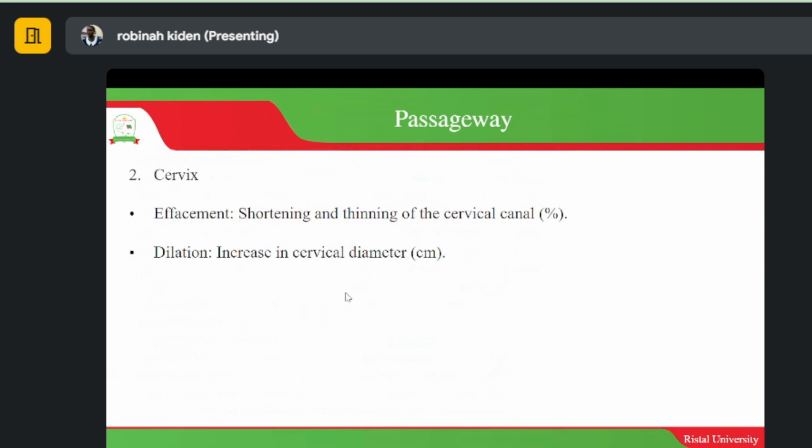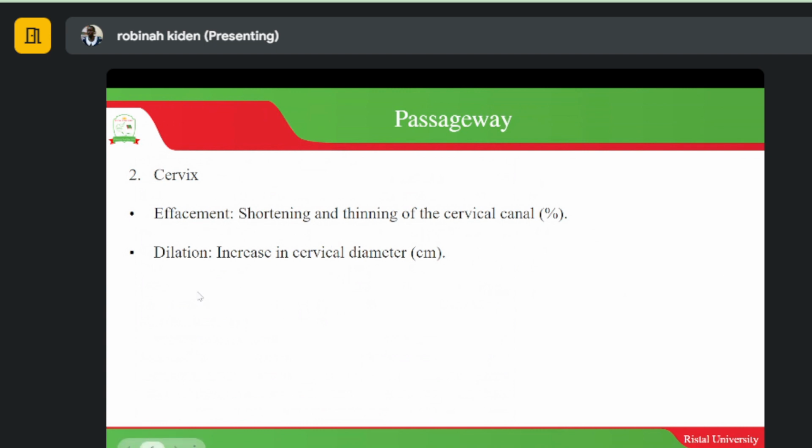So let us look at the cervix. Cervix is part of the passageway. So when we talk about the cervix, one determinant is the shortening and thinning of the cervical canal, which is effacement. So during labor, the effacement of the cervix takes place. The cervix is taken up. Becomes thin. It thins out. So as it is taken up, it becomes thin and it is measured in centimeters. So this is one of the important components that we assess for during labor.